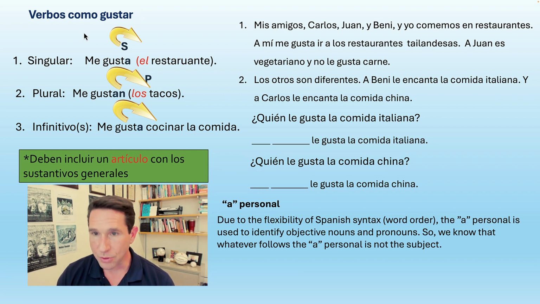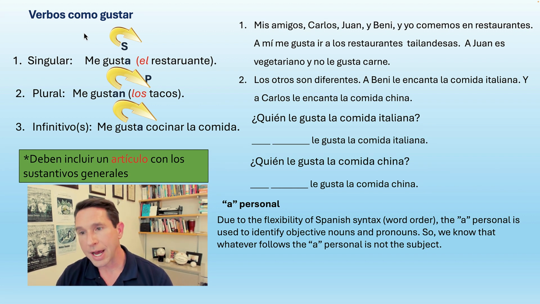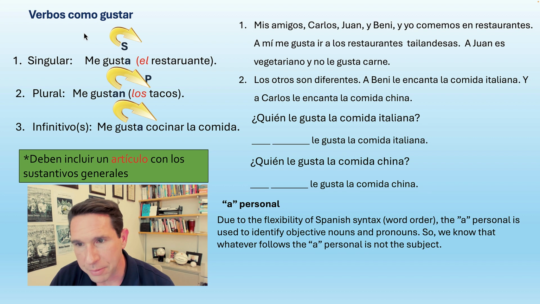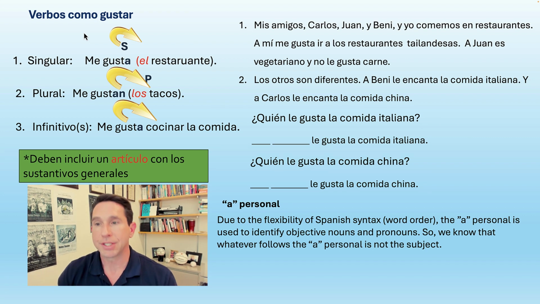A mí me gusta ir a los restaurantes tailandeses. A Juan es vegetariano y no le gusta carne. Los otros son diferentes. A Benny le encanta la comida italiana y a Carlos le encanta la comida china. So encanta means to love, to more than like, to love, right?